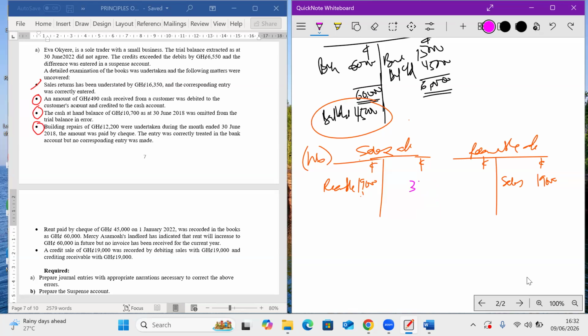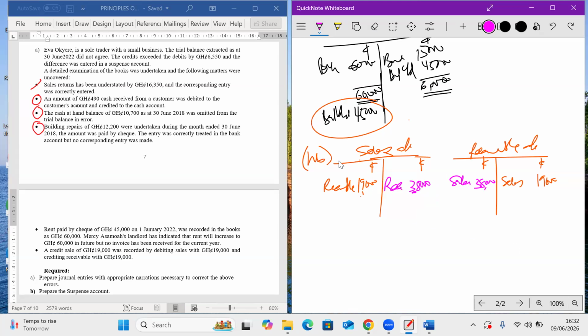So what do you have here? 38,000. Then the receivables, what do you do? You double it. That error is what? Complete reversal. The 38,000 in the receivable, where is it coming from? Sales. This 38,000 in the sales, where is it going to? Receivables. That is it. It's not difficult.